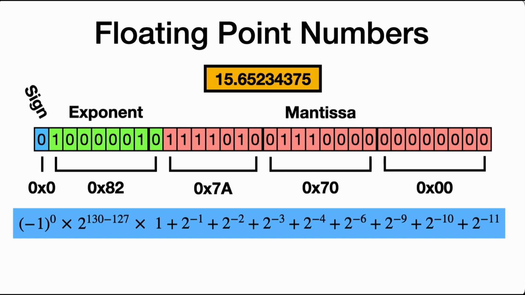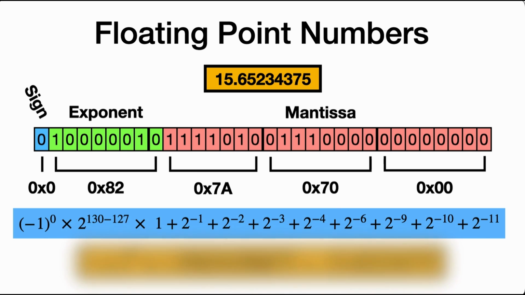And the mantissa, now this looks complicated, but it's actually not. We multiply the exponent by 1 plus, and then for every bit set, we add 2 to the power of -1, -2, because this is base 2, and this is the fraction component of it. 2 to the power of -1 is a half. So it's -1 plus -2, 2 to the power of -3, 2 to the power of -4. Then we skip over the 5th bit, because that's 0, 2 to the power of -6, and then we've got 9, 10, and 11. And we just add those numbers together, and that's how the mantissa section is interpreted.